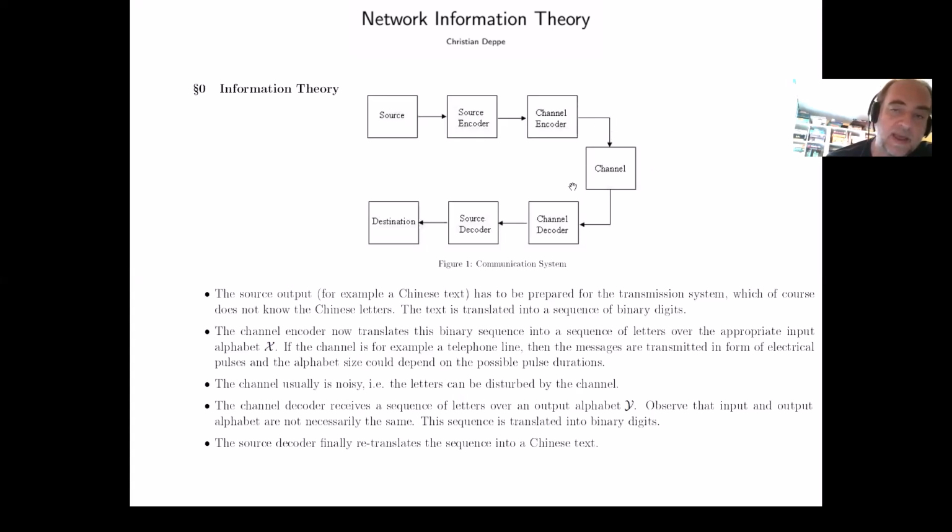noisy. And so the goal of the channel decoder is, of course, to receive the right sequence also if the channel makes some noise. Then it is passed to the source decoder, which puts back some redundancy and sends this to the destination. The final goal is, of course, that the error probability is small, that the message sent from the source is approximately the same as the message at the destination, or is the same.